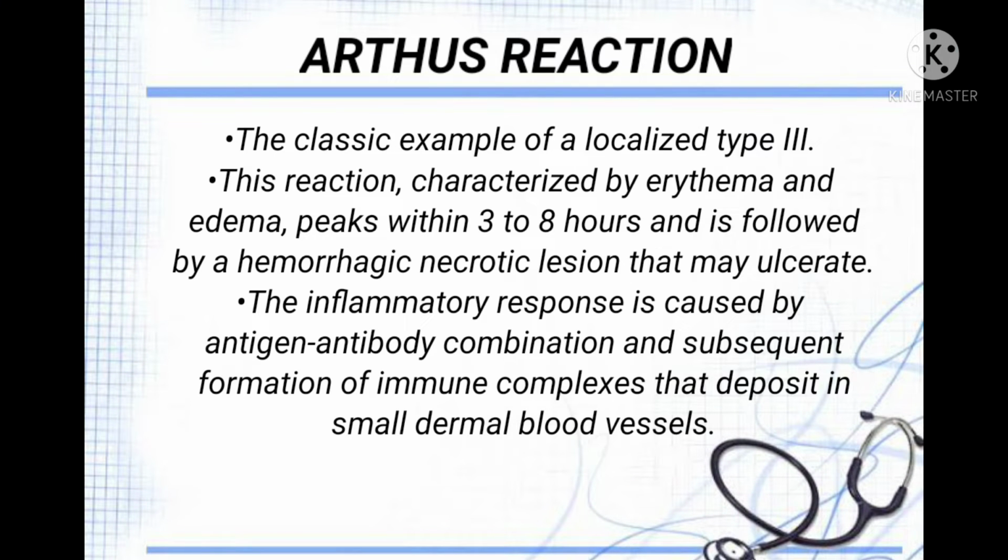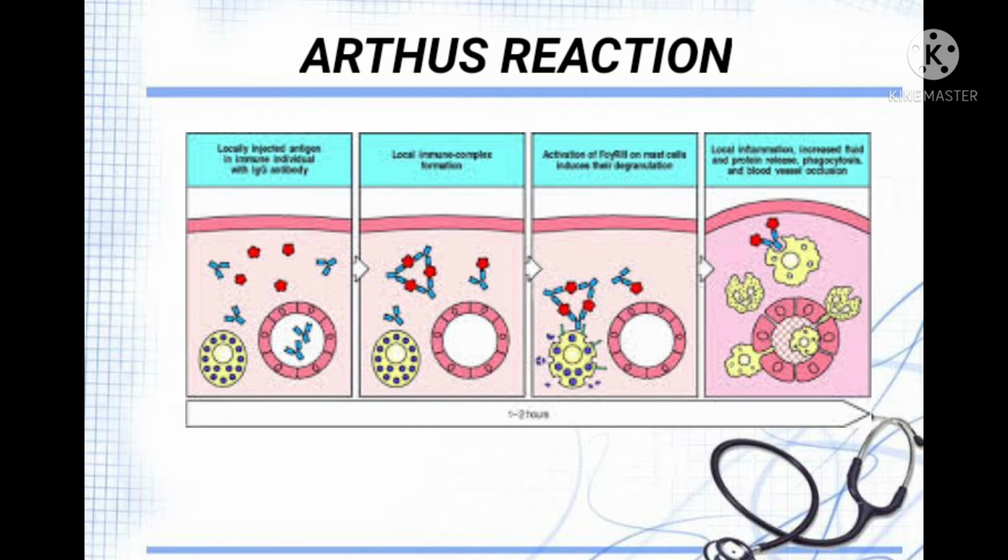Arthus reaction. The classical example of a localized type 3 reaction is the Arthus reaction, demonstrated by Maurice Arthus in 1903. This reaction, characterized by erythema and edema, peaks within 3 to 8 hours and is followed by a hemorrhagic necrotic lesion that may ulcerate. The inflammatory response is caused by antigen-antibody combination and subsequent formation of immune complexes that deposit in small dermal blood vessels. Complement is fixed, attracting neutrophils and causing aggregation of platelets.